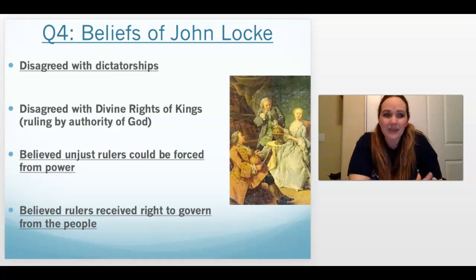Something, again, you guys, with the United States, right? We were 13 colonies, and we felt like England was not treating us fairly, that King George III, who was the king at the time, was treating us in a tyranny type of way.